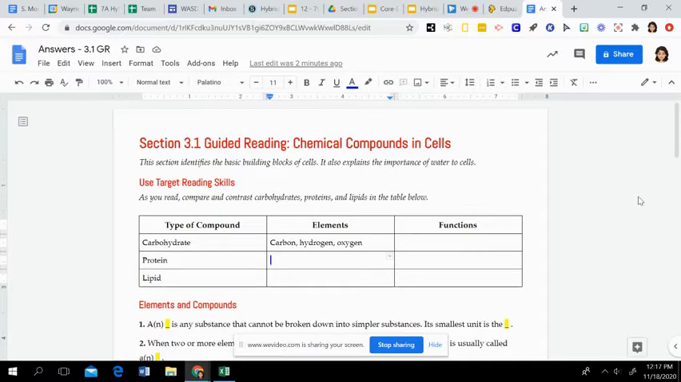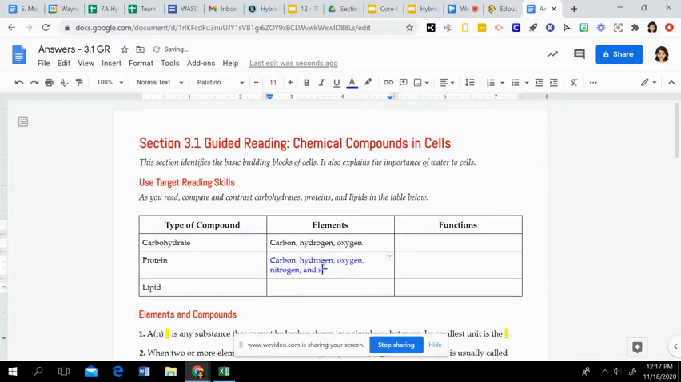So the elements in carbohydrate are already listed. It should be carbon, hydrogen, and oxygen. Protein contains carbon, hydrogen, oxygen, nitrogen, and even some proteins include sulfur. So we will add that as well. And lipids are similar to carbohydrates. They contain carbon, hydrogen, and oxygen.